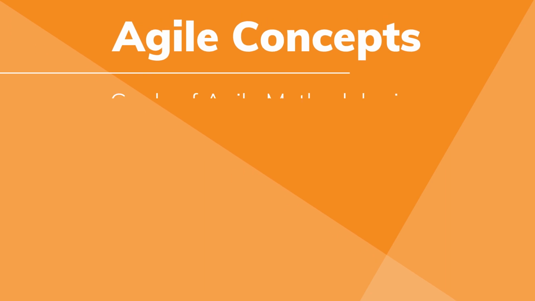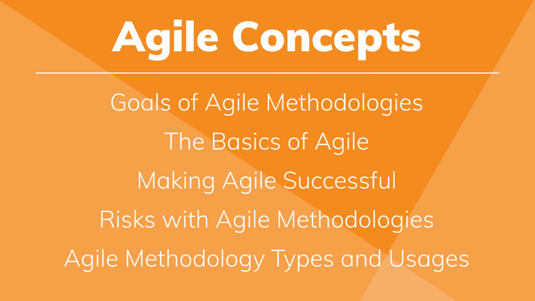So in the first one, the Agile Concepts, this talks about the goals of the Agile methodologies. There are multiple methodologies, so it talks about how they differ and what kind of approaches are different between the different types. Scrum is by far the most common, so that's the one that we use as basically the example. I'll talk about the basics of Agile. What is an Agile project? What does it do? How does it work?